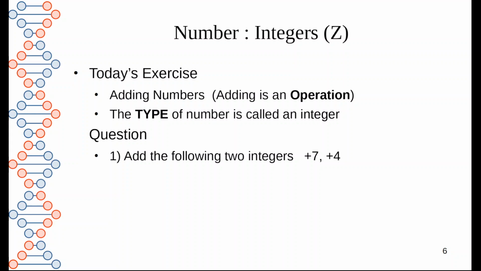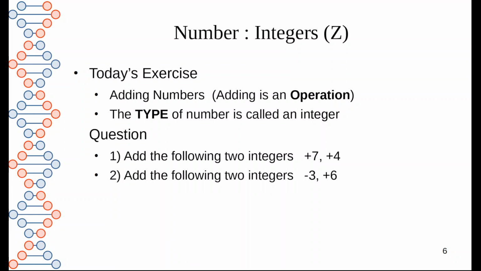Let's have a look at the following two integers, positive 7 and positive 4. To add these two together, you just need to think of people getting on the bus. 7 people get on the bus, 4 people get on the bus. That will give you a total of 11 people getting on the bus. So when you add those two integers, you get the integer positive 11.